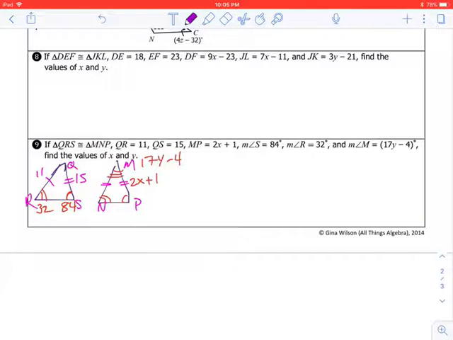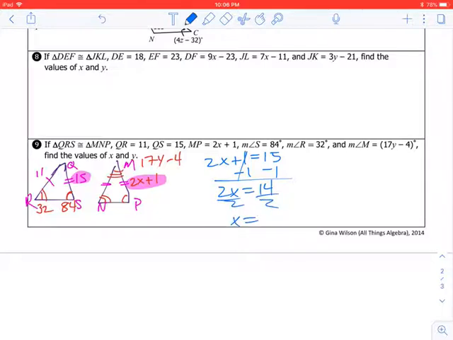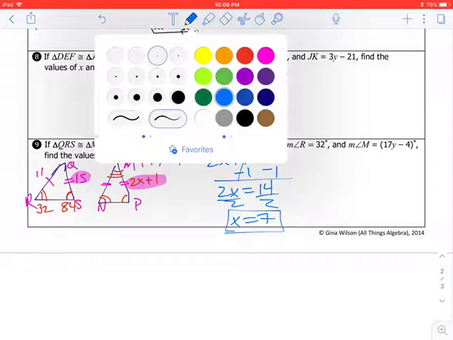So I gotta kind of use what we're doing here to find those values. So the first one I'm going to go with is the x. Well, MP goes with 15, so that one's pretty easy to find. So 2x plus 1 equals 15, and now I can just solve for the x value. So 2x equals 14, divide by 2, x equals 7. Okay. Now, let's look at the other one.